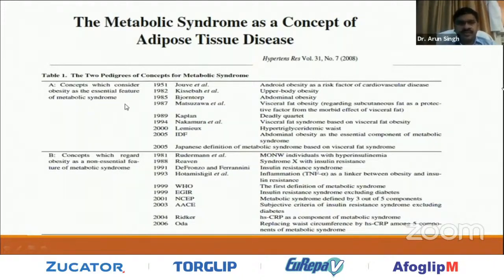So the first group gave more importance to adiposity, obesity, actually the body weight, and the second group gave more importance maybe to the body fat proportion or the adipocyte tissue dysfunction. That was the concept here, because on the right side you can see those who did not consider obesity as an essential feature of metabolic syndrome.